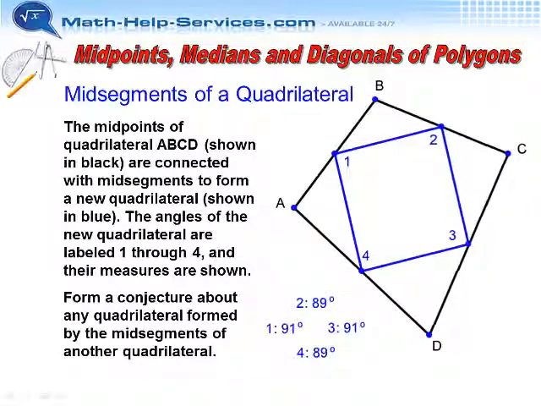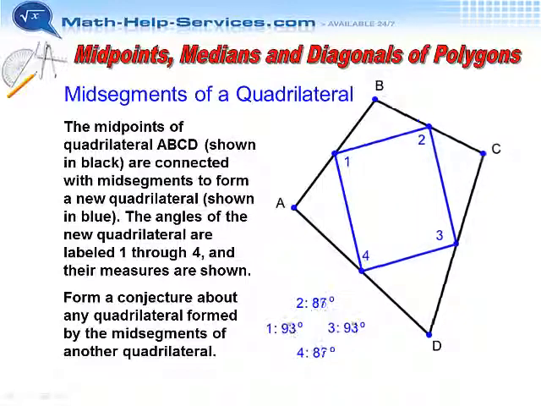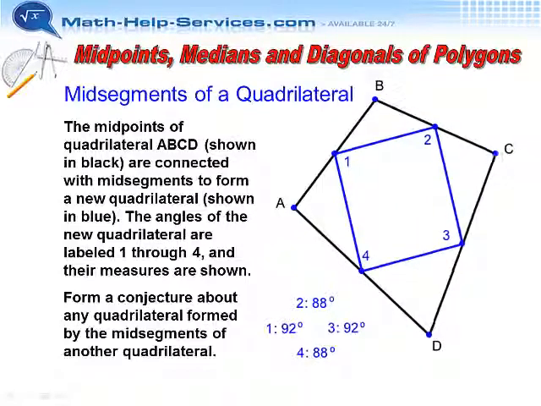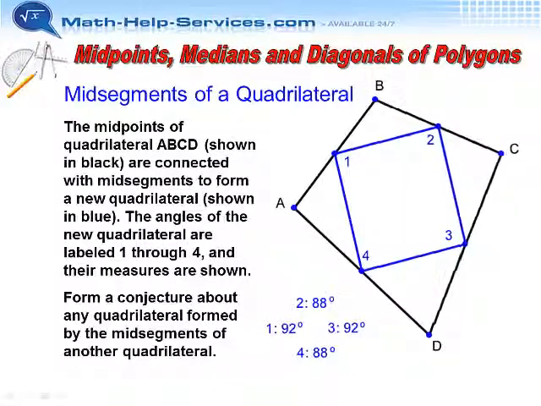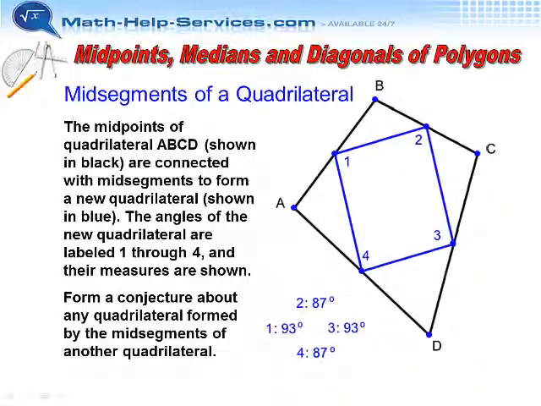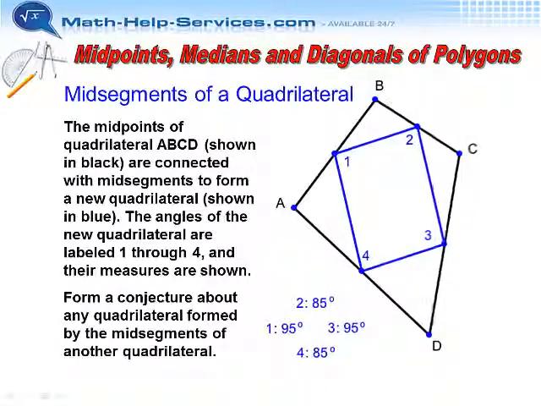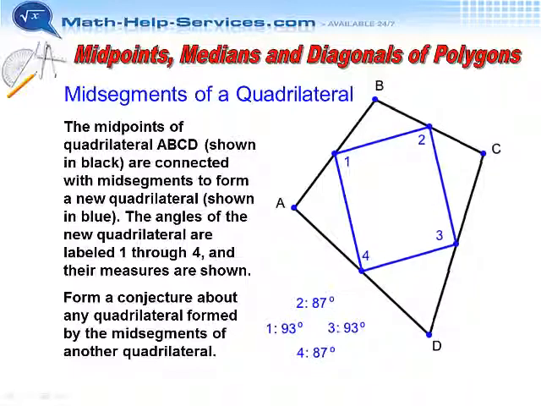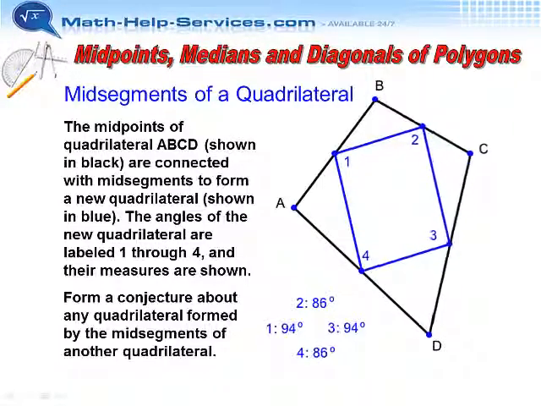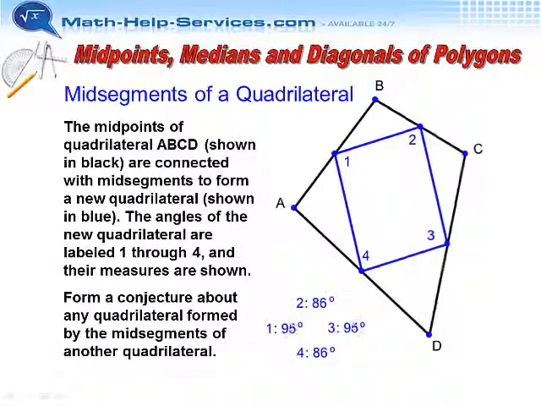Now let's look at the midsegments of a quadrilateral. The midpoints of quadrilateral ABCD, shown in black, are connected with midsegments to form a new quadrilateral, shown in blue. The angles of the new quadrilateral are labeled 1 through 4, and their measures are shown. After viewing this animation, form a conjecture about any quadrilateral formed by the midsegments of another quadrilateral.